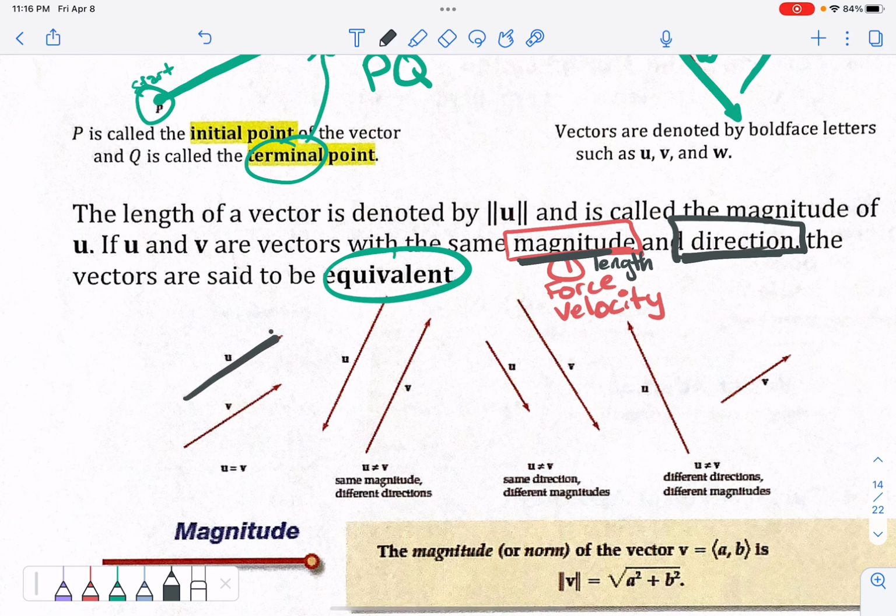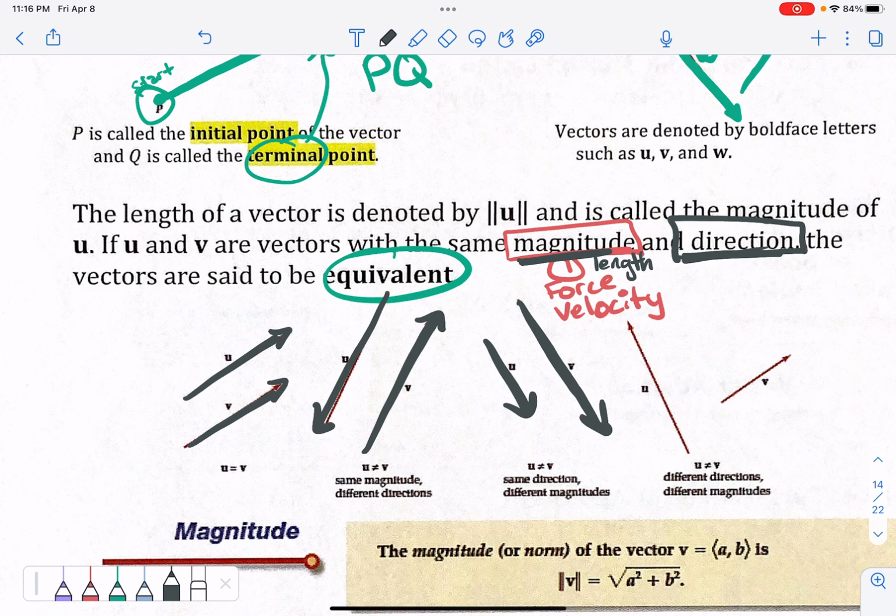So this vector is equivalent to this one because they are going exactly in the same direction and they're the same length, so magnitude, direction. These two have the same magnitude. They're exactly the same length, but they're going opposite directions, so not equivalent. These two are going the same direction, but they are not the same length, so their magnitude is not the same. And these, neither one has the same magnitude or the same direction. So the only equivalent vectors here would be those first two, okay?